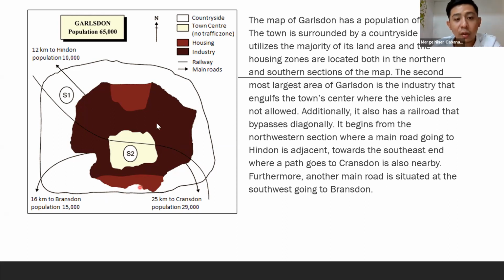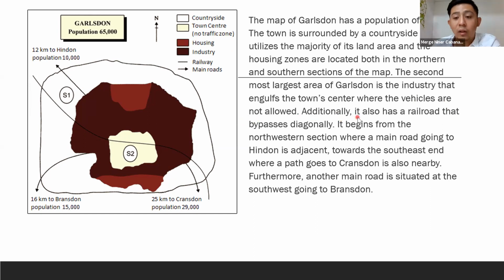So take a look at your legend. Here's the brick red color. That is your housing. Okay. The industry is much darker. So here's your industry. The second largest area of Garlsden is the industry that engulfs the town center where vehicles are not allowed. So here is your industry, and then here's the town center. I've mentioned no traffic zone. What I did, I said vehicles are not allowed.